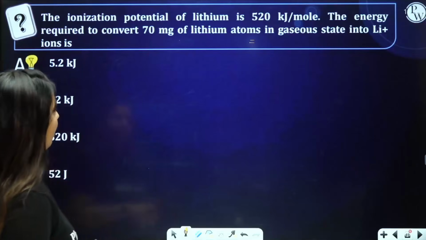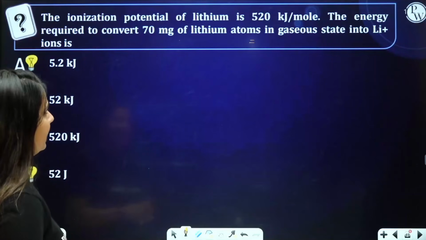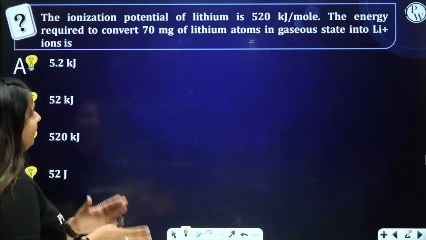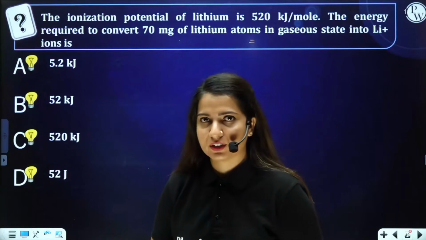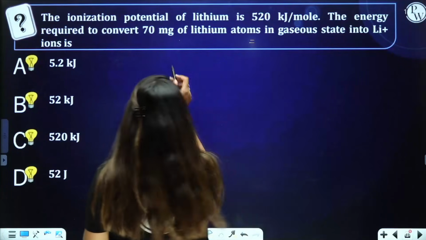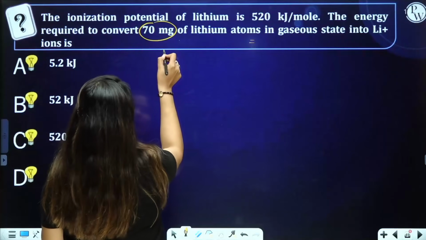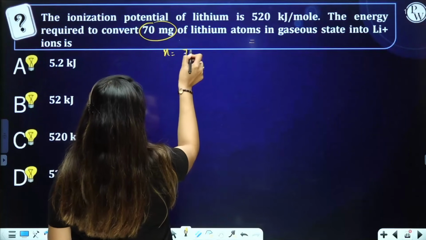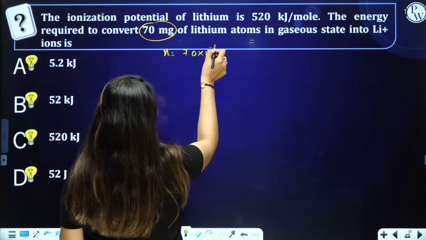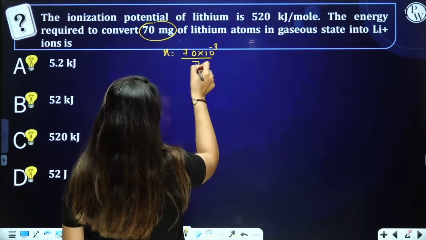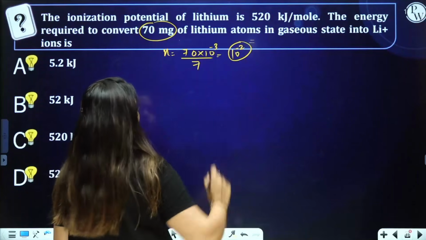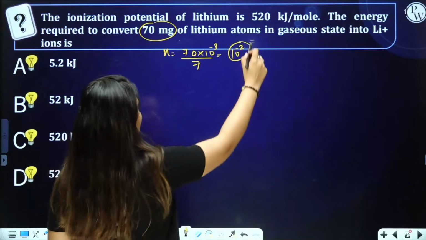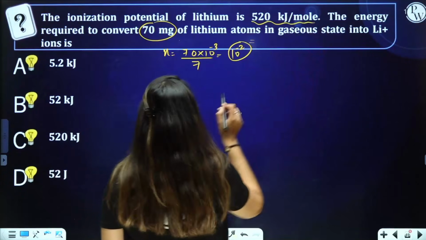The ionization potential of lithium is this. The energy required to convert 70 milligram of lithium atoms in the gaseous state into lithium positive ions will be. So 70 milligram they are telling you. Convert that into moles first. So 70 into 10 to the power minus 3 will be the gram. Atomic mass, take it for lithium as 7. So it will be coming out to be 10 to the power minus 2 mole. So 520 kilojoule per mole will be for the 1 mole.